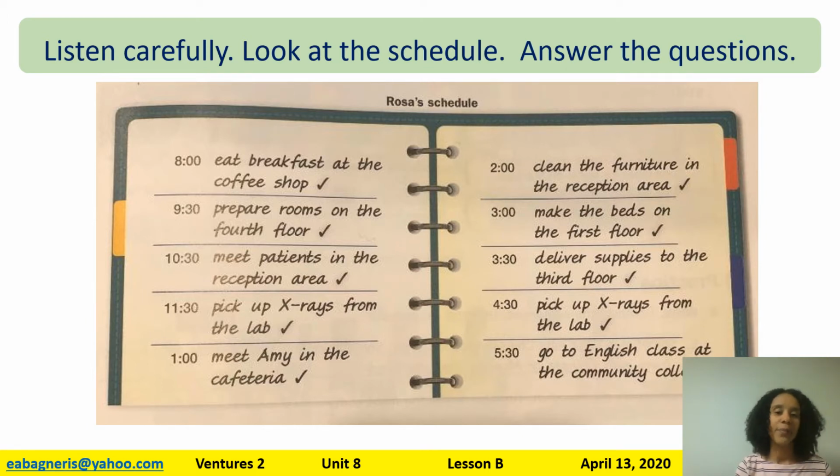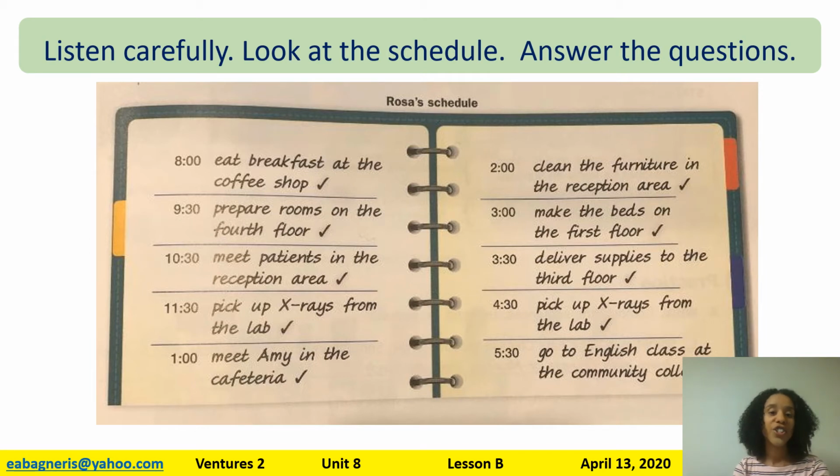Let's start with an example. I'm going to ask, where did Rosa go at 8 o'clock? Where did Rosa go at 8 o'clock? She went to the coffee shop. So when I ask the question, where did Rosa go at 8 o'clock? I want you to answer, she went to the coffee shop.